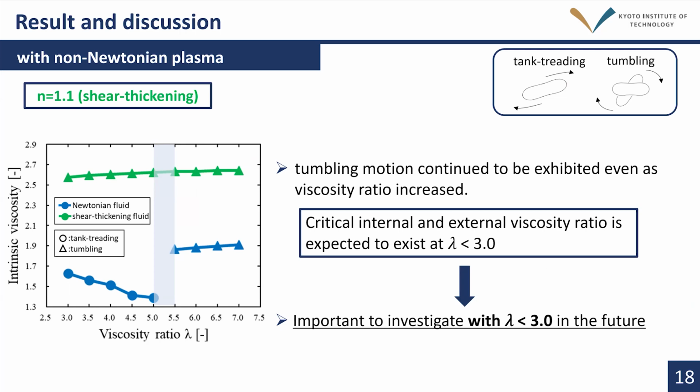Next, the power law index was fixed to 1.1. This graph shows the viscosity ratio on the horizontal axis and the intrinsic viscosity on the vertical axis. Within the scope of this study, tumbling motion continued to be exhibited even as the internal and external viscosity ratio increased. A critical internal and external viscosity ratio is expected to exist when lambda is less than 3. Therefore, it is important to investigate the presence or absence of a critical internal and external viscosity ratio in the future by investigating when lambda is less than 3.